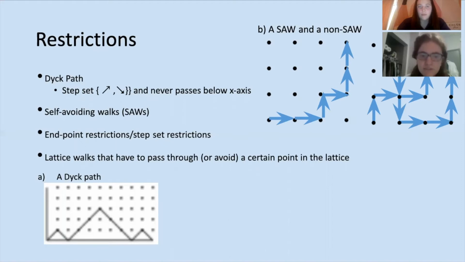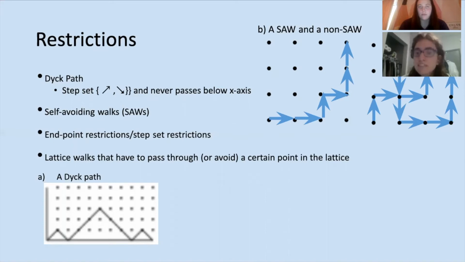So it moves either up and to the right or down and to the right and never passes below the x-axis. Another restriction would be a self-avoiding walk. This is a walk where the steps you choose will never revisit the same point or never cross back over on itself. These are shown in figure B.